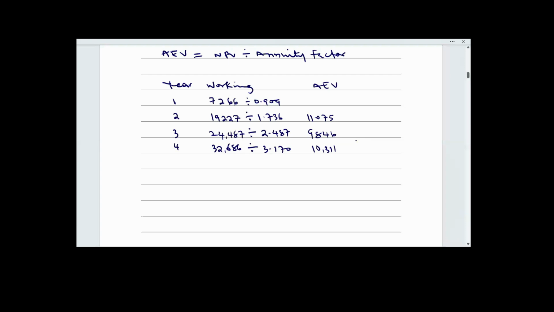Then year 1, 7,266 divided by 0.909 equal 7,993.